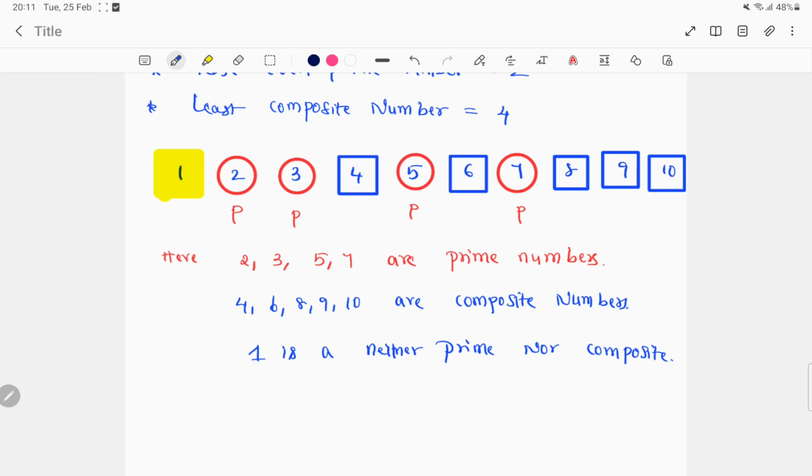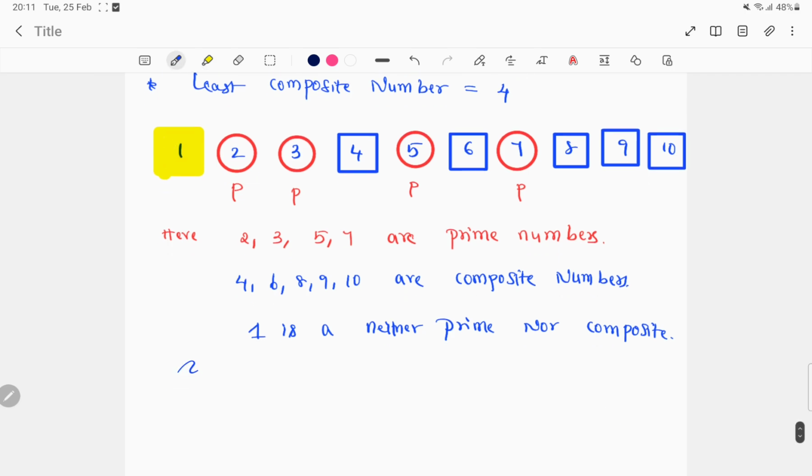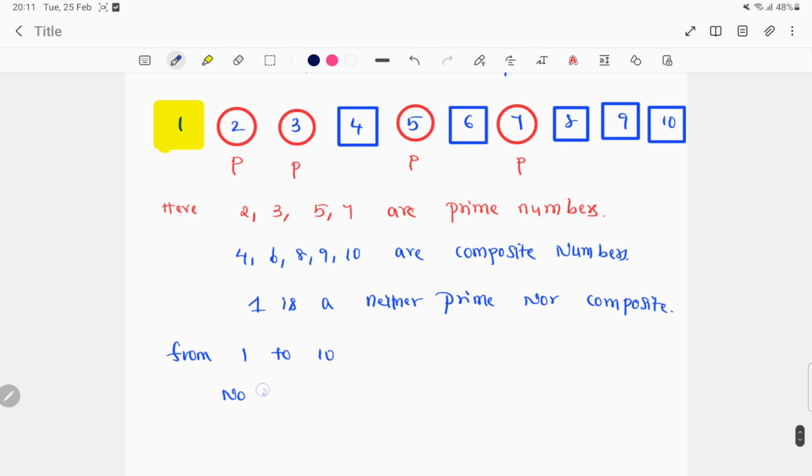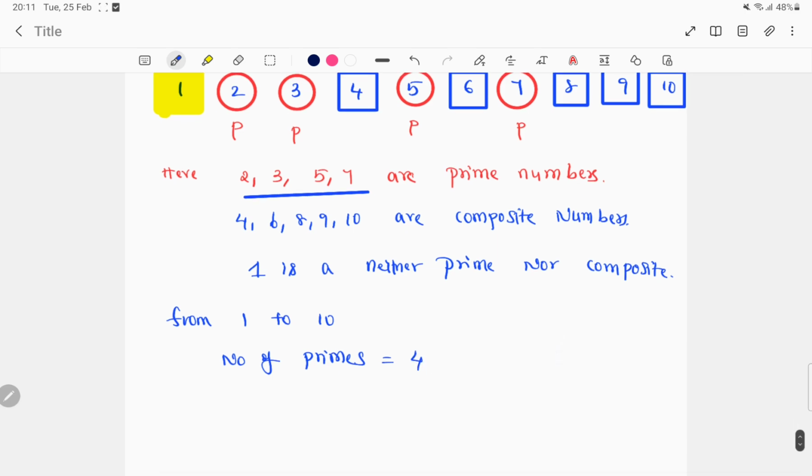Okay, in the exam how will they ask questions? For example, I am taking 1 to 10. Number of primes: how many? There are 4 primes. So 4. Number of composite numbers.